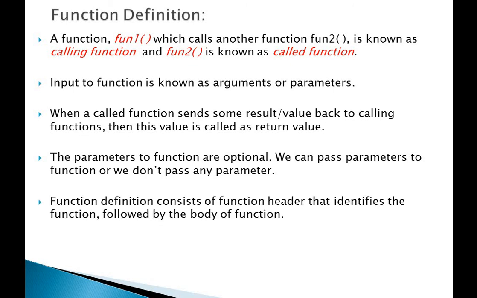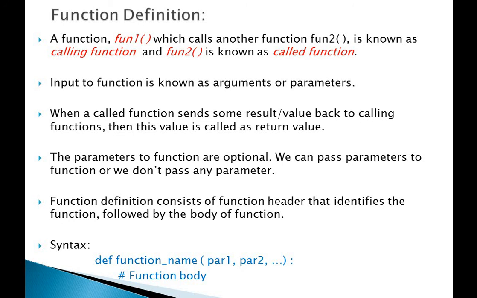Function definition has two parts. First one, the header of the function, and next the body of the function. So definition has two parts, header and body. The header contains the def keyword followed by the function name followed by a list of parameters enclosed within round brackets and then a colon. It is shown here in syntax. Def keyword followed by function name, list of parameters enclosed within round brackets, colon. These are some basic points regarding function definition.